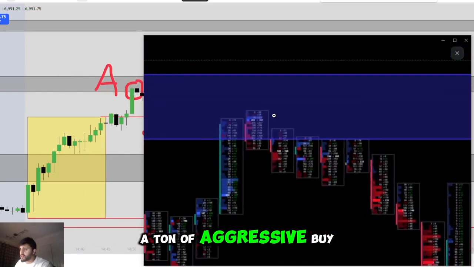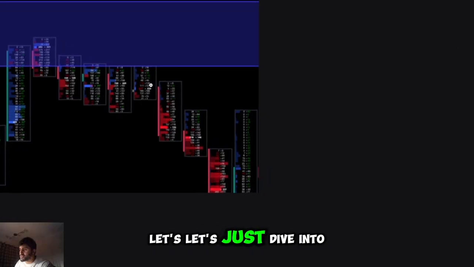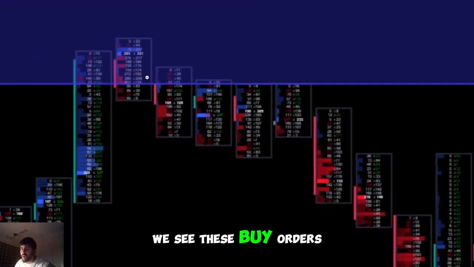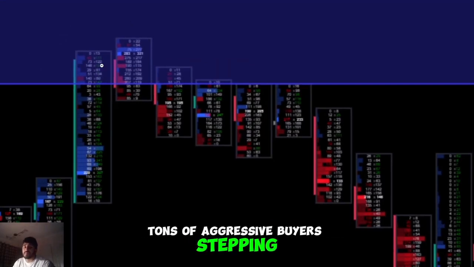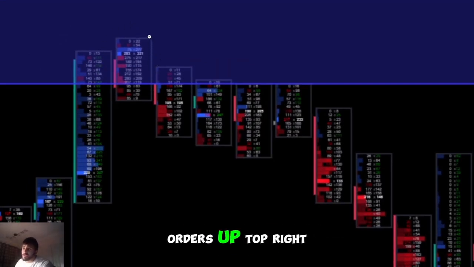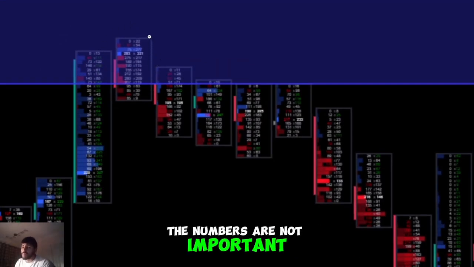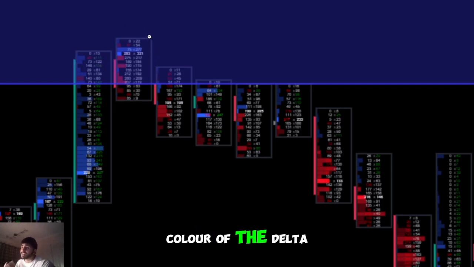A ton of aggressive buy orders, right? Let's dive into this. We see these buy orders, tons of aggressive buyers stepping in. Then we see the buy orders up top, right? The numbers are not important. You've got to understand the color of the delta.